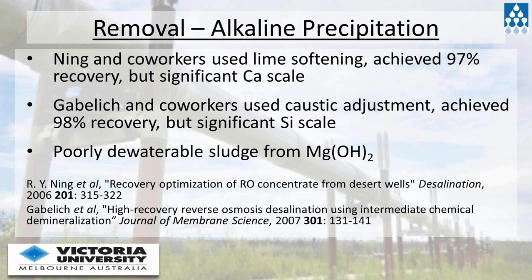So again, there are these problems in terms of control and trying to get the control systems to work well enough for the environment in which we put them. The other side from our point of view in this particular project is that the sludge from magnesium hydroxide production is very poorly dewaterable, and also it's a sludge which they specifically stated they didn't want. So effectively this technique gets removed for that reason.